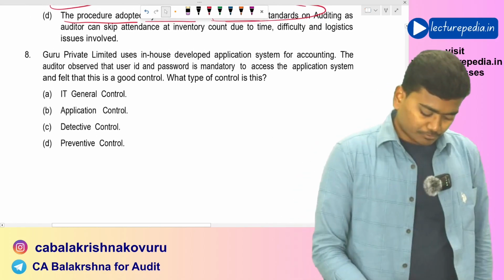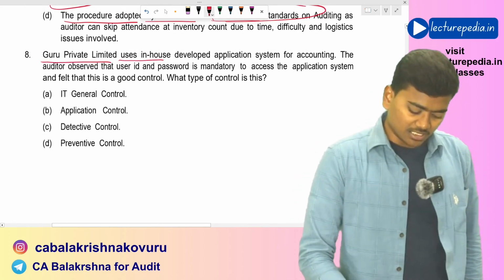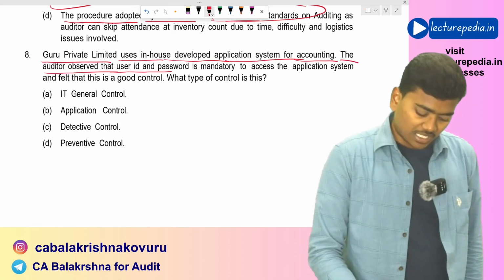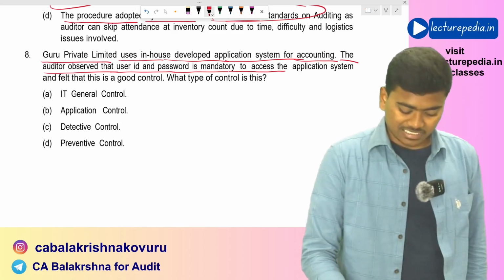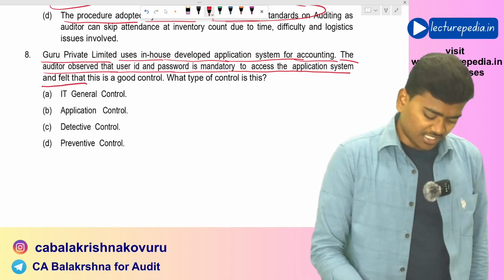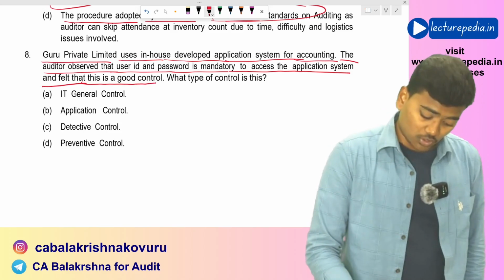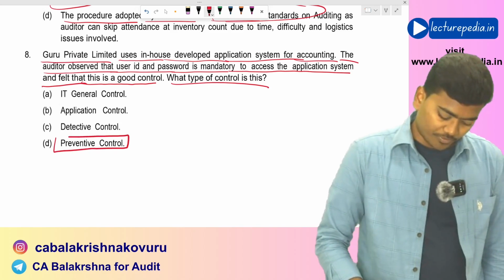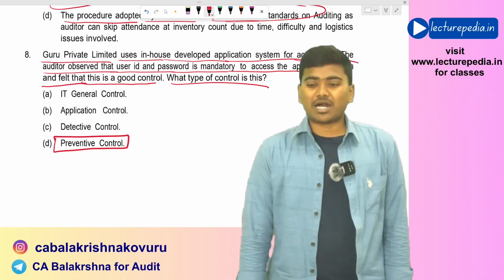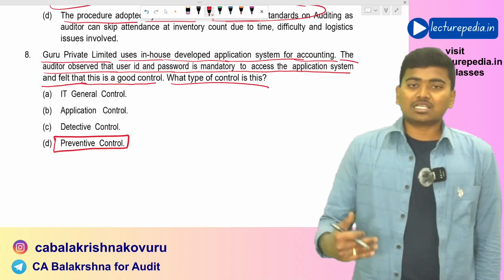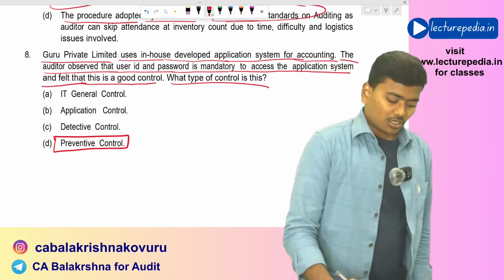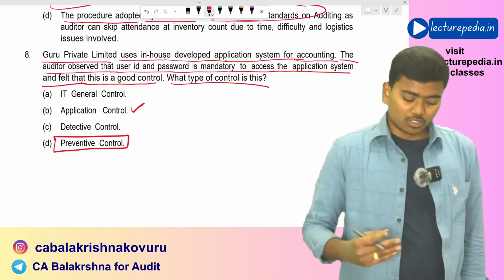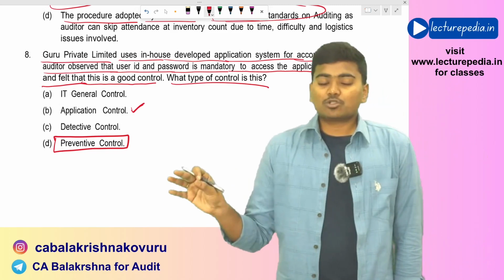8th MCQ. Guru Private Limited uses an in-house developed application system for accounting. The auditor observed that user ID and password is mandatory to access the application system and felt that this is a good control. What type of control is it? Basically, if you see, it would be a preventive control, because having user ID and password will prevent unauthorized access to the system. Okay, you can also get a doubt that it can also be an application control, because this control is with respect to a specific application.